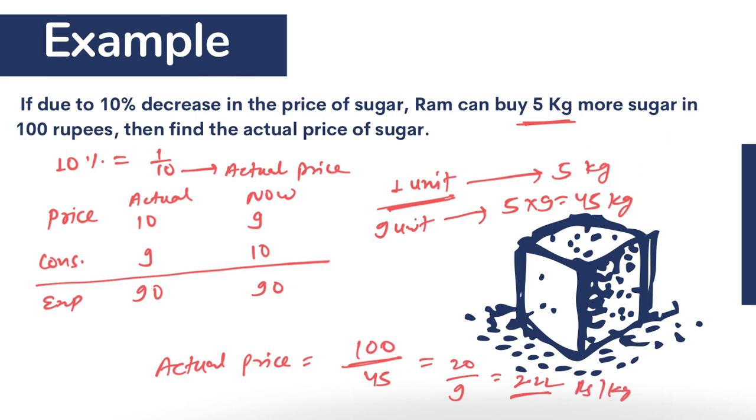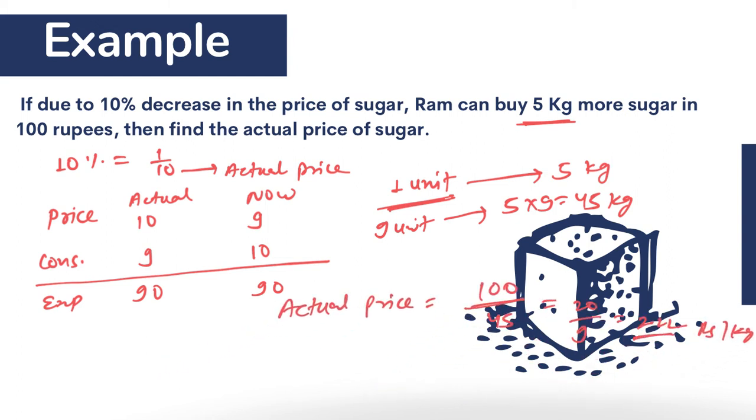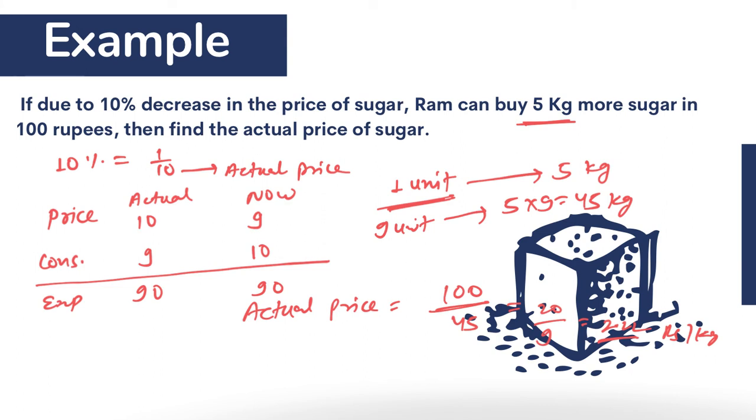This is our answer. In this question, the question asked the actual price. What if the question asked the decreased price? Then how will you calculate that? So let's see. I know that my 100 rupees is the same. After that I am also purchasing on 100, and I know that consumption increased by 5 kg.